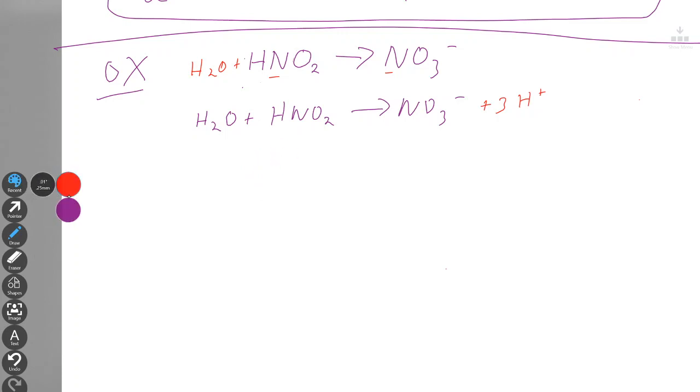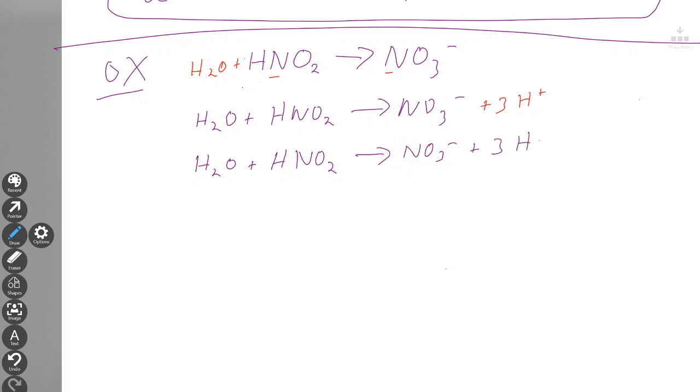We'll get rid of that, and let's rewrite our equation. So now our equation becomes H2O plus HNO2 gives you NO3 minus, looks more like a W, doesn't it? NO3 minus plus 3H plus. So now we should be balanced in terms of oxygen, hydrogen, and nitrogen. So in terms of mass, we're completely balanced. So the next step is to balance in terms of charge.